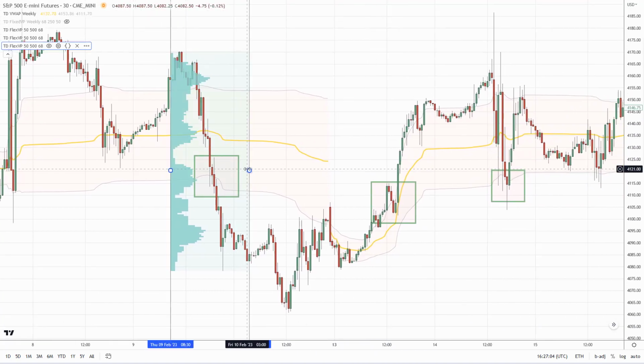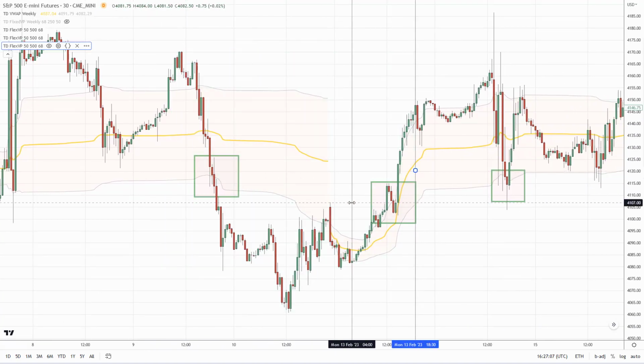Another example I wanted to show you, a very similar example actually. This is a long trade scenario right there. This was heavy volume zone.